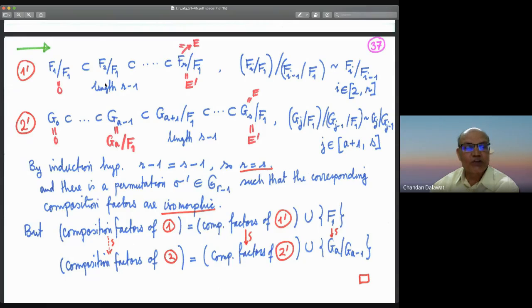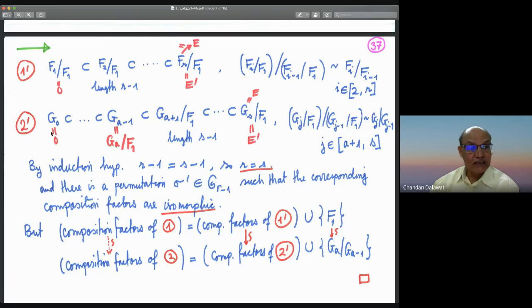You should check that it's a composition series, which is to say that the successive quotients are simple, and the successive quotients are here on the right. They are F_i modulo F1, modulo F_{i-1} modulo F1, but that's the same as F_i modulo F_{i-1}, which are known to be simple. So now I have a composition series for a different module E prime, but the length of the series is r minus 1. That's my first composition series.